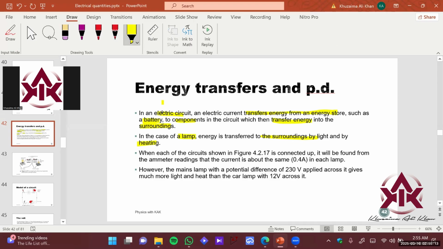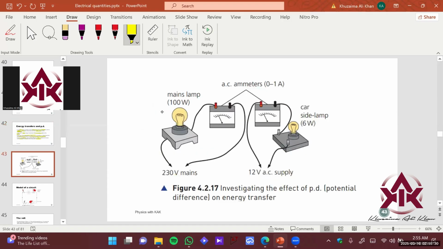When each of the circuits shown in the next slide is connected up, it will be found from the ammeter readings that the current is about the same in both of them. However, the mains lamp with the potential difference of a 230-volt supply gives out more light and heat than the 12-volt lamp. We have two circuits with two power supplies: one has a voltage supply of 230 volts, and this one has a voltage supply of only 12 volts.